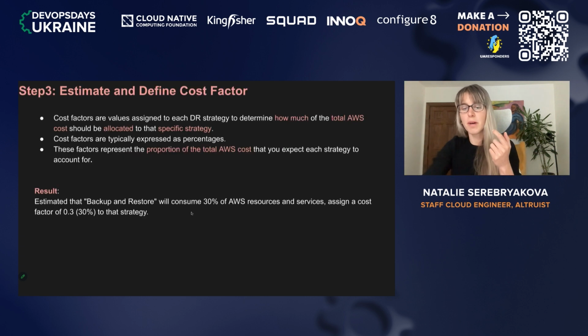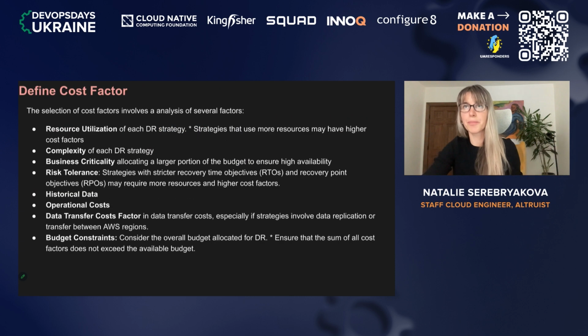So, for example, in this exercise, I will say backup and restore will consume 30% of my AWS resources, and I assigned it 0.3 or 30%. So this slide is covering cost factors, right? Resource utilization, complexity. You need to think about business criticality.